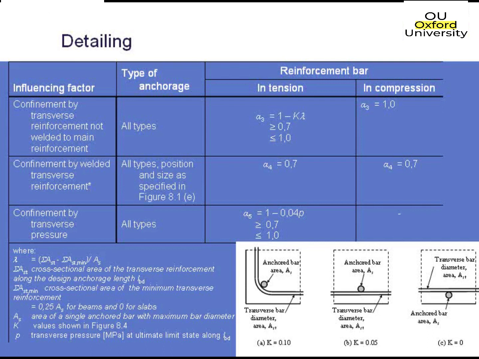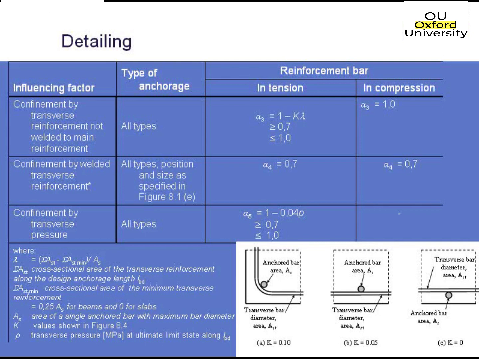Alpha 3 will be dependent on if you've got any confinement by transverse reinforcement that hasn't been welded to the main bar. That basically just means links or something like that containing the bar. And again, this is dependent on whether it's in tension or compression. Compression, you don't get to make a reduction, but with tension you do. And alpha 4 will depend on confinement by welded transverse reinforcement.